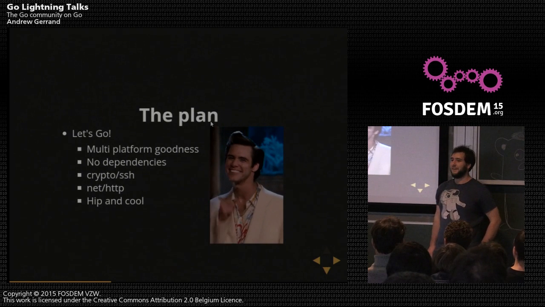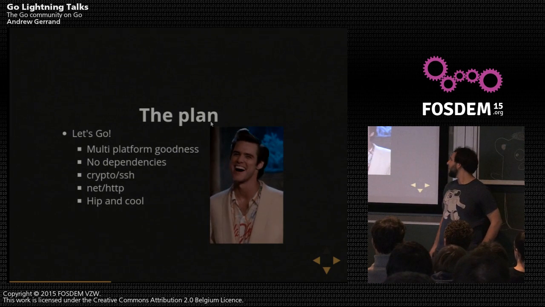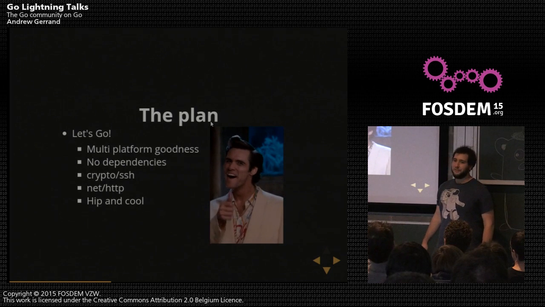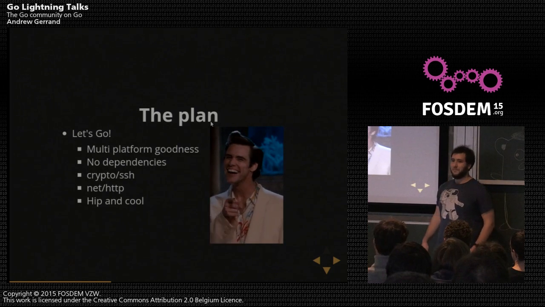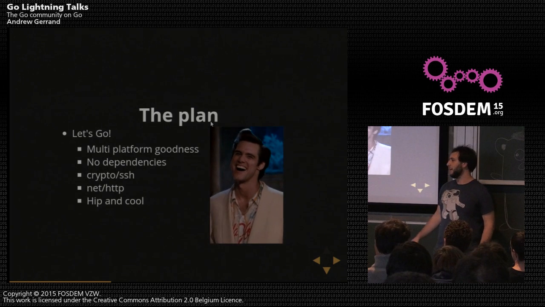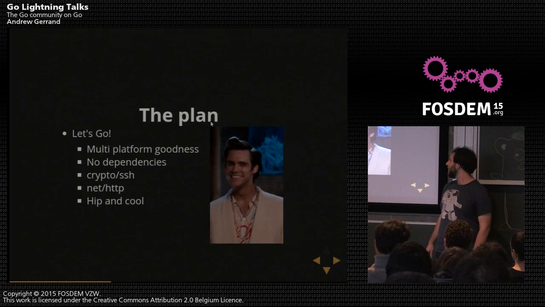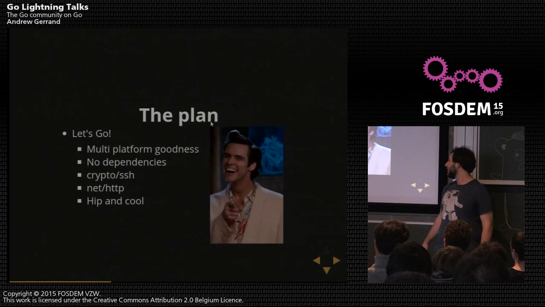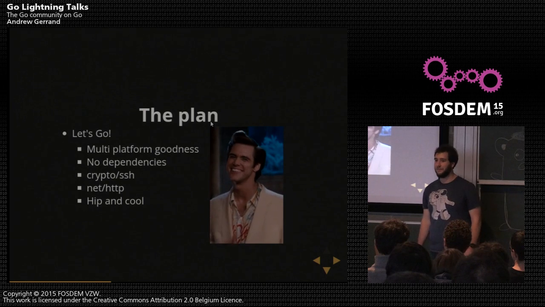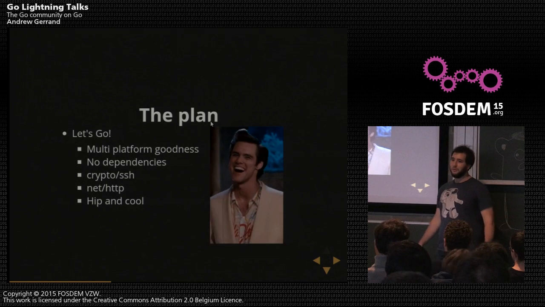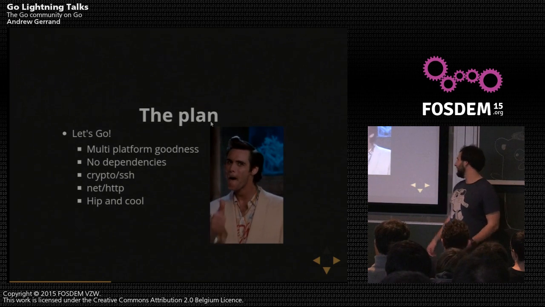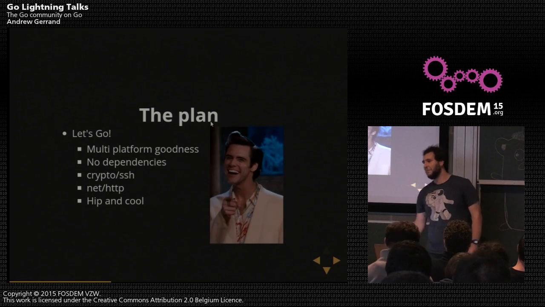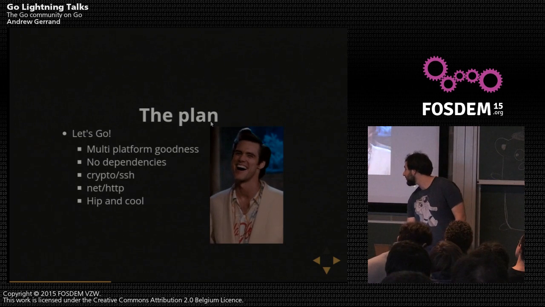So the plan, after some consideration: Go seems like an ideal tool. It has multi-platform support. It solves the dependency problem by statically compiling everything. It has the crypto SSH library, which is awesome, and the net/http library, which is also very awesome. And it's hip and cool, so I didn't know what to use, and this is the thing that's most popular, like companies use, so why not?